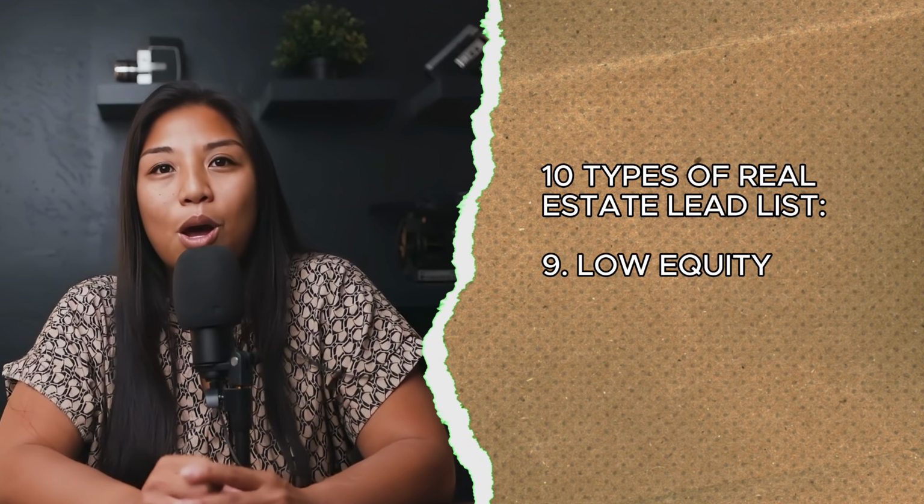List number 9 is low equity. If you want to buy property subject to the existing loan, you'll want to find multiple motivations in this scenario, as low equity doesn't necessarily mean that someone is going to sell to you. It might mean that they literally just bought the house and don't have any equity, and they might want to stay there forever. You're going to have to skip trace them and call them and see if they're looking to sell.